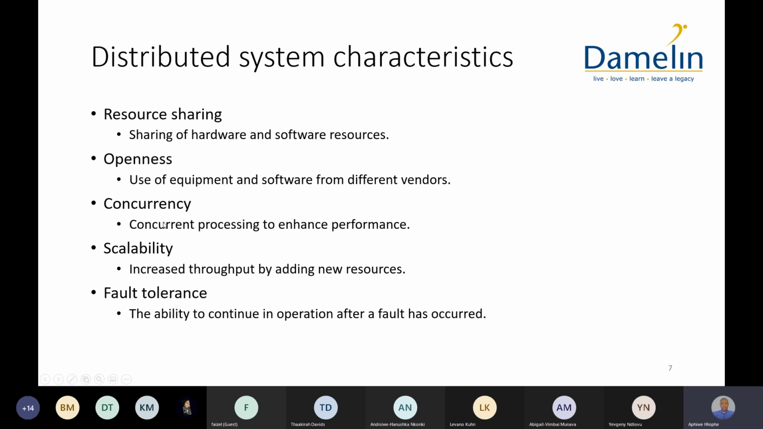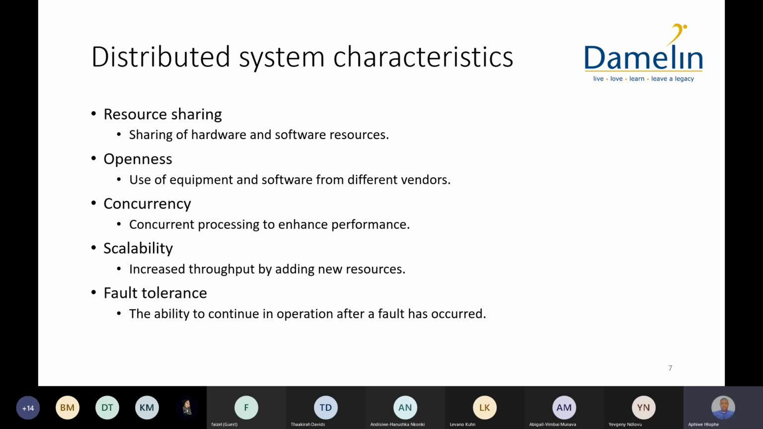And also concurrency. When you talk about the concept of concurrency, it is the ability to execute multiple simultaneous transactions. And that is good when we have multiple sites of processing, okay? We can do concurrent transactions.